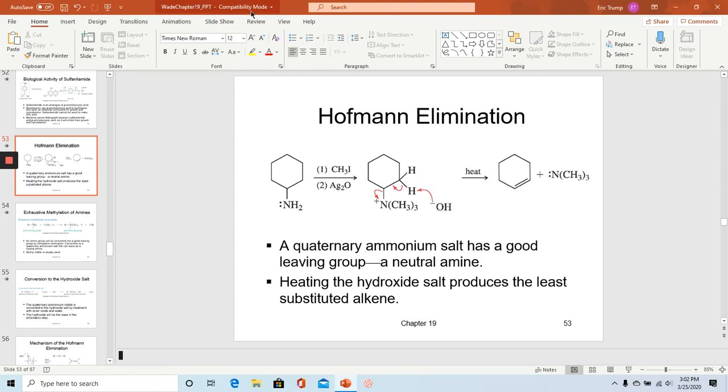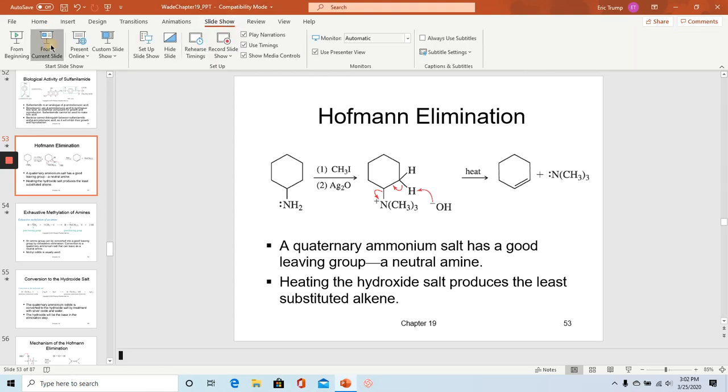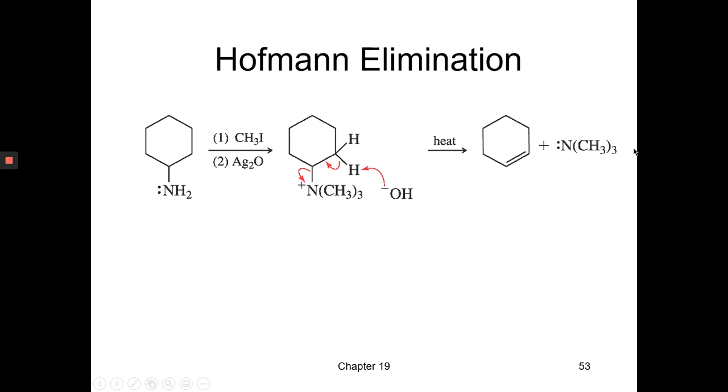Continuing with our lesson on the subject of amines, let's take up the Hoffman elimination next. In this reaction, we exhaustively methylate an amine. In this example, it's a primary amine, but it could be a secondary amine. And you can see that we've replaced both of the hydrogens and we've added an additional methyl group on this nitrogen. It now carries a plus charge.